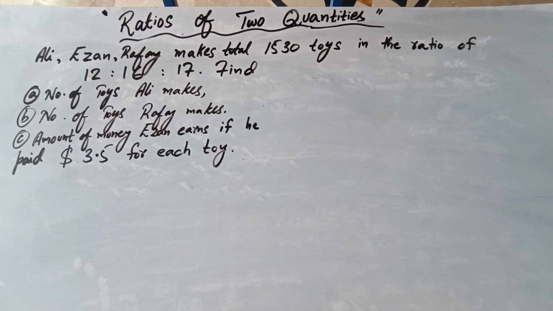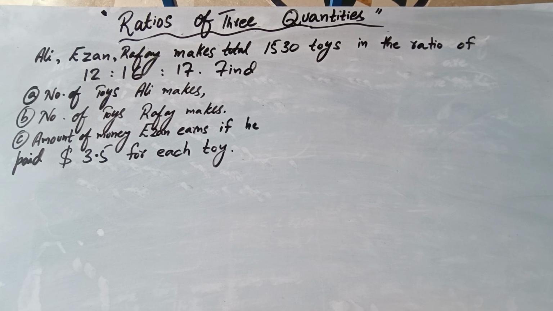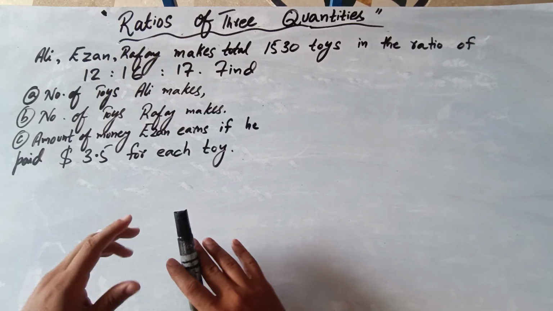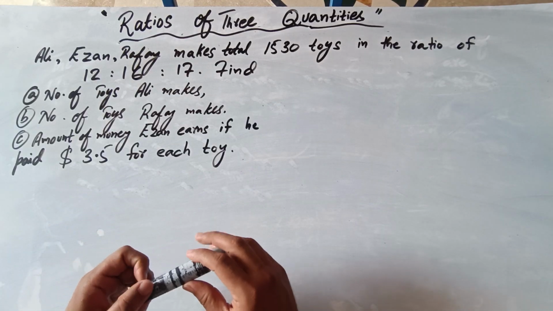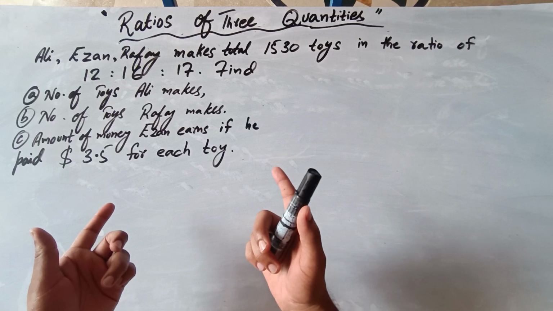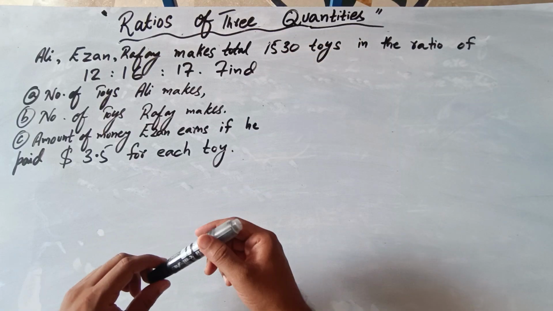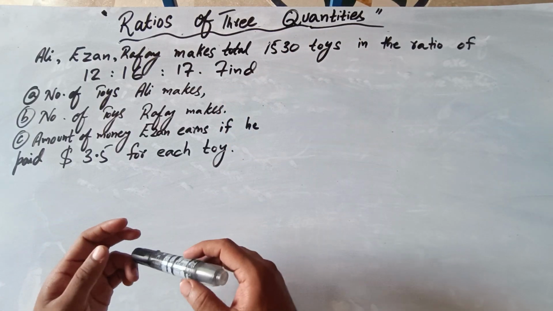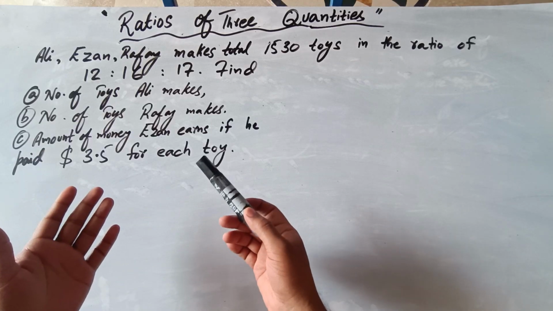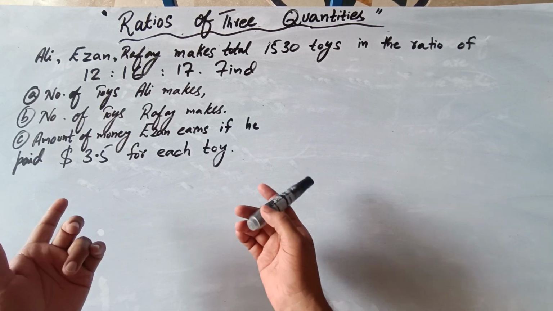Now let's look at this question, ratios involving three quantities. So this question is a different one. In this type of question we need to find out individual shares, so this problem will help you in finding individual shares. Over here toys are given, the product is something different, so instead of toys it could be money, it could be anything. To find individual share, let's look at this.